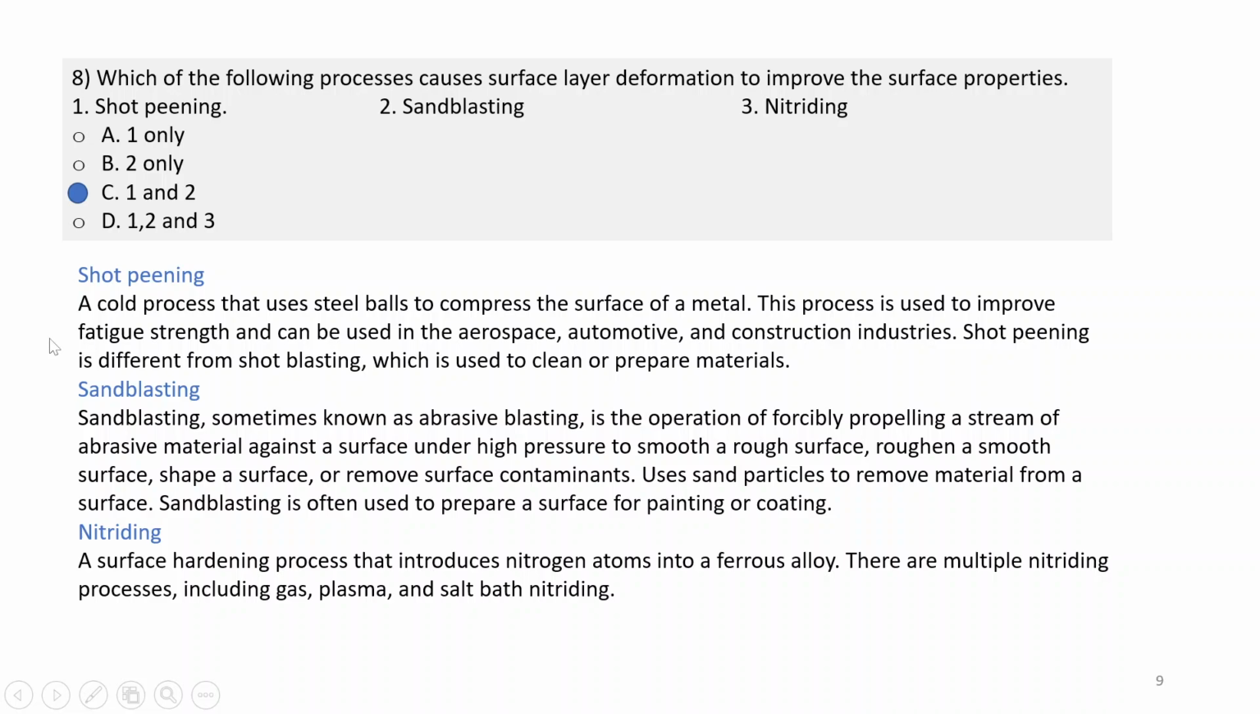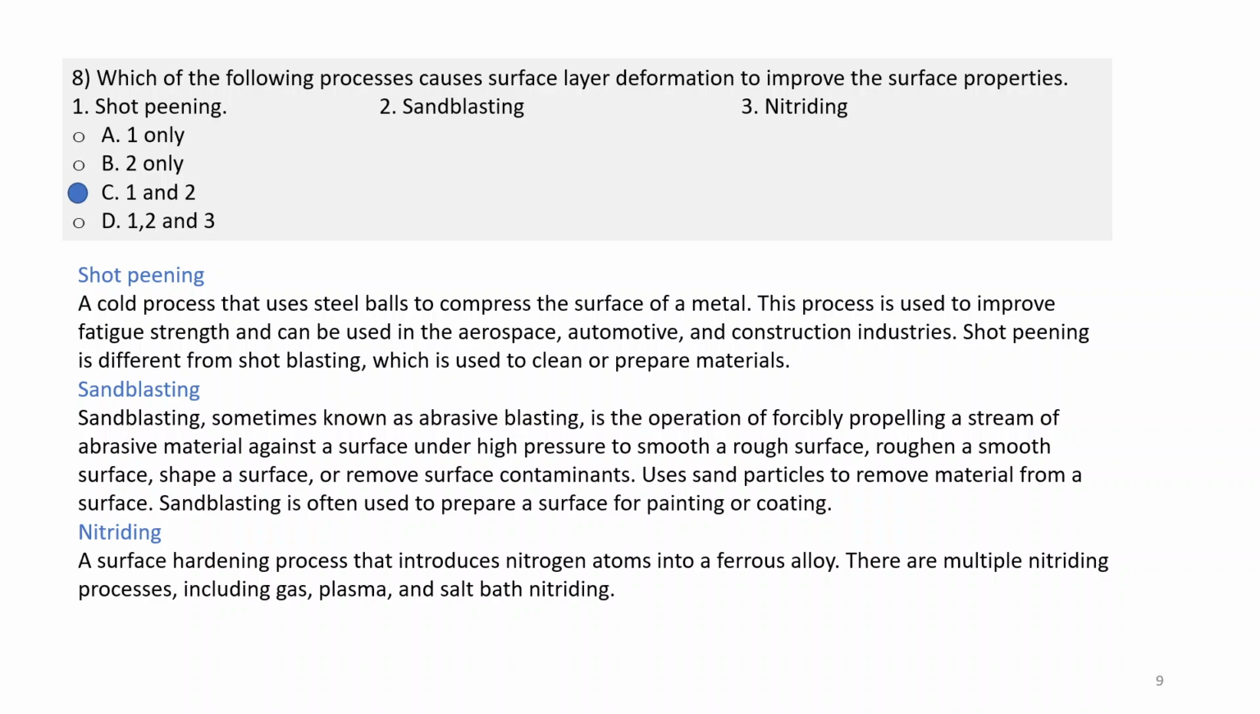So shot peening is a cold process which uses steel balls to compress the surface of a metal, and this process is used to improve fatigue strength, and it can be used in the aerospace, automotive and construction industries. And shot peening is different from shot blasting, which is used to clean or prepare metals.